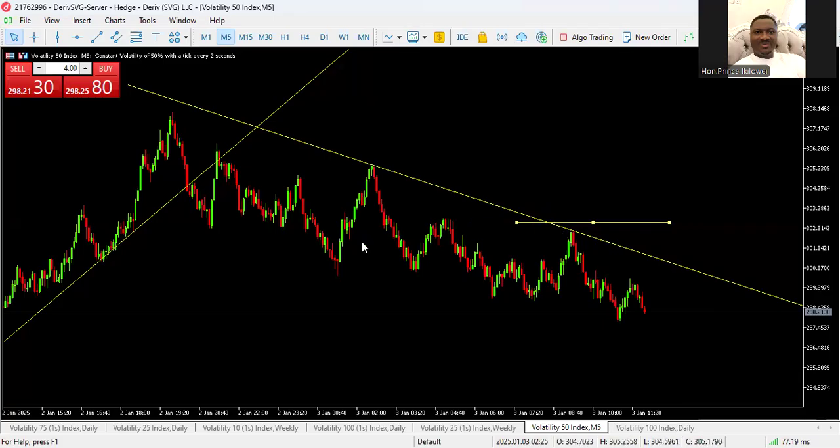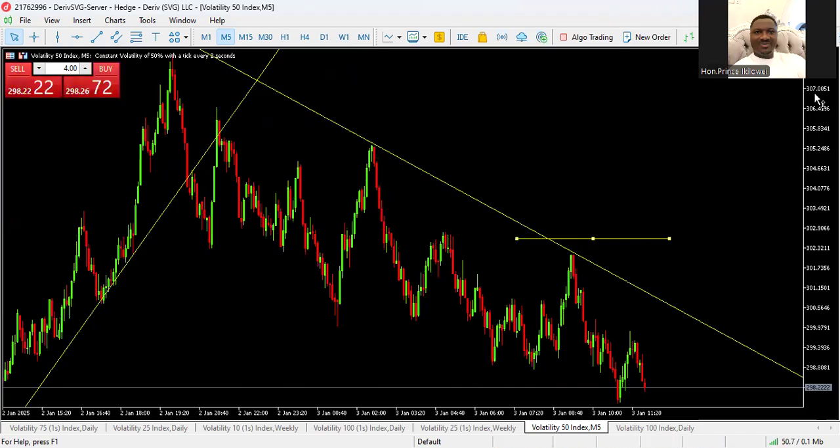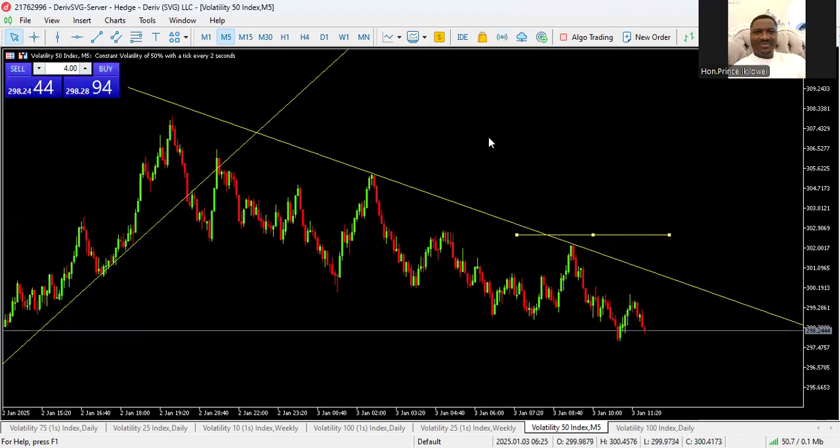here. But don't you ever sell here. If you sell here, it's late. Don't sell here because the market can just turn against you. Don't sell here. This is where you are supposed to sell. So draw your trend line.